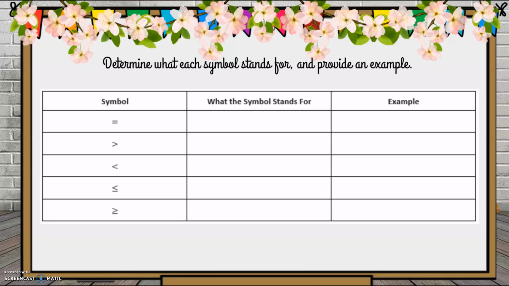So in front of us we have a chart, and it says to determine what each symbol stands for and provide an example. The first symbol we see right here is the equal sign, right? That symbol stands for the words equal to. An example would be like 3 is equal to 3. We can have maybe like 2 times 4 is equal to 8. All of those things would be true with the equal sign, right?